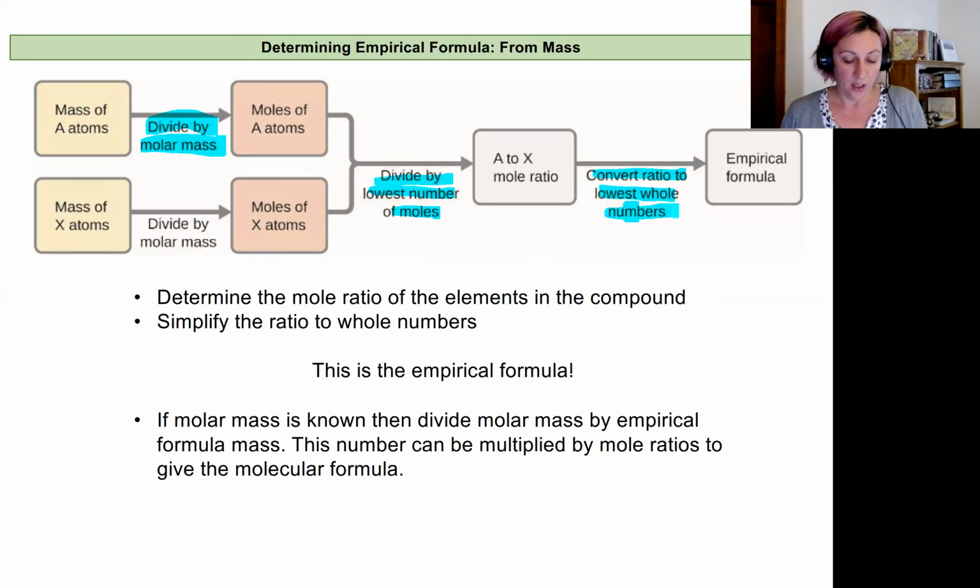Once we have our empirical formula, if we know the molar mass of our compound, then we can go ahead and figure out what the molecular formula is. Because we can see how many times you have to multiply that empirical formula by itself to reach that molar mass. So if I multiply my empirical formula's formula mass by 2, then my molecular formula would be that empirical formula with each of the subscripts multiplied by 2.